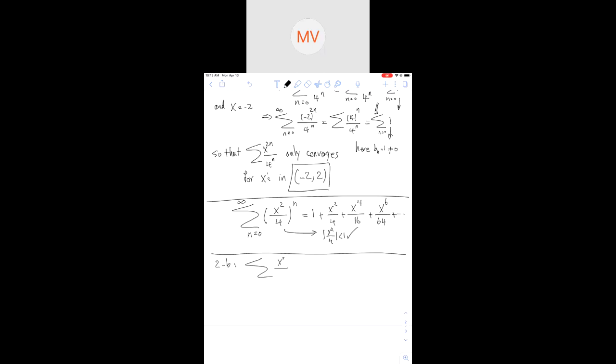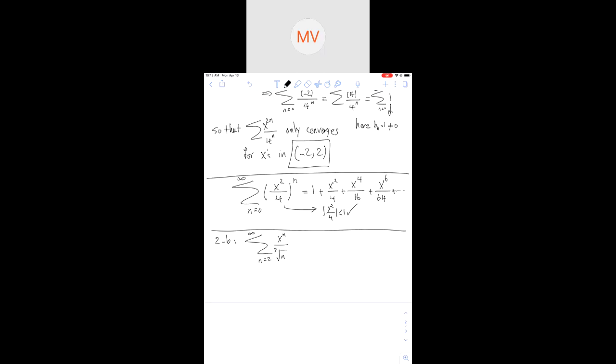It's x to the n over cube root of n, and starting from, why is it 2 to infinity? It doesn't matter. 2 to infinity. Remember, guys, we don't even care about what number it starts with. The behavior of this series would be the same if n started from 20. Doesn't matter, because you're only talking about a finite number of terms, which is a finite sum.